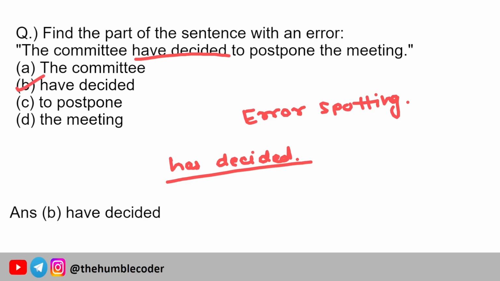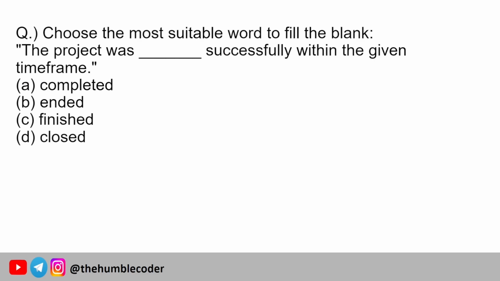But the question that was being asked to us was, we have to find in which part the error is. So the part in which the error is, is have decided. Moving on to the next question, choose the most suitable word to fill in the blank. The sentence that we have is, the project was dash successfully within the given time frame. Options are completed, ended, finished, and closed. The project was completed. The answer is option number A, completed. Okay, it was simple and straightforward.